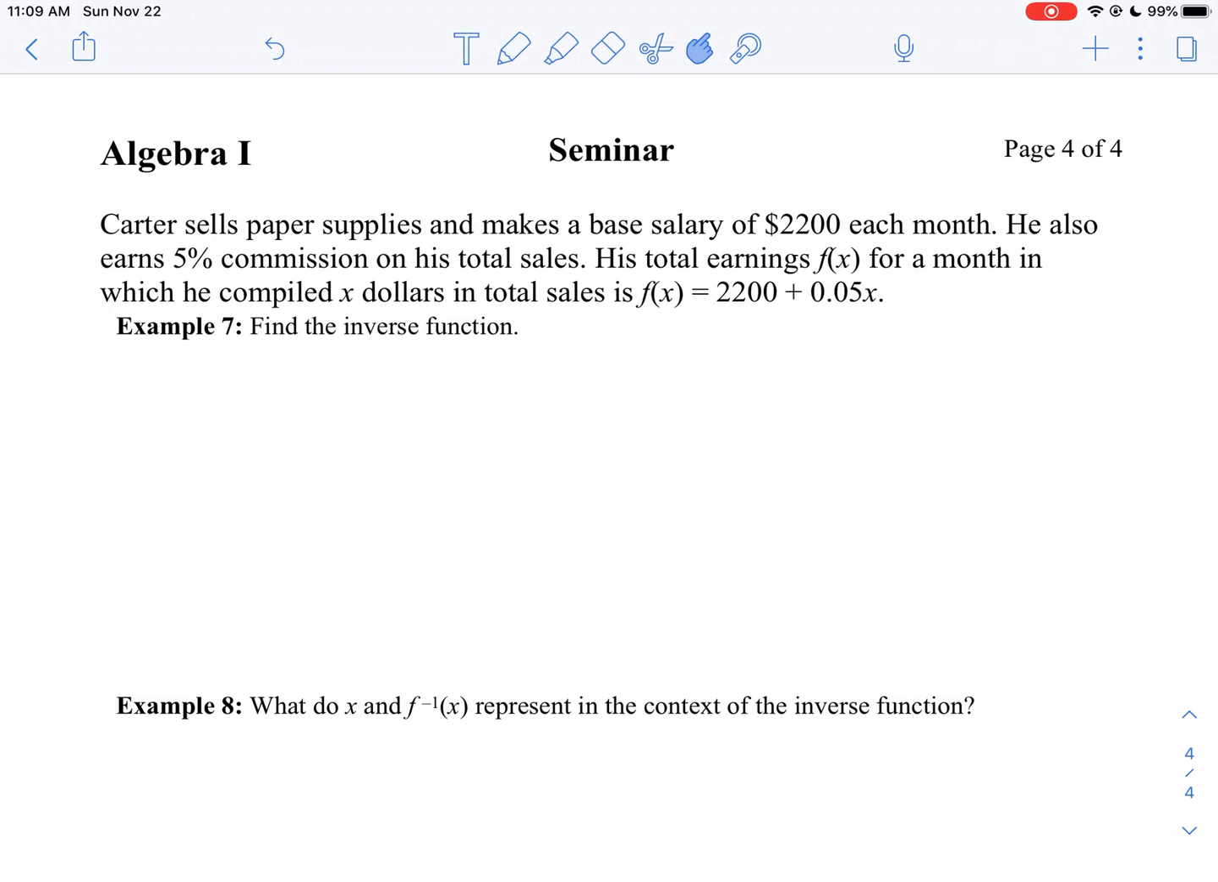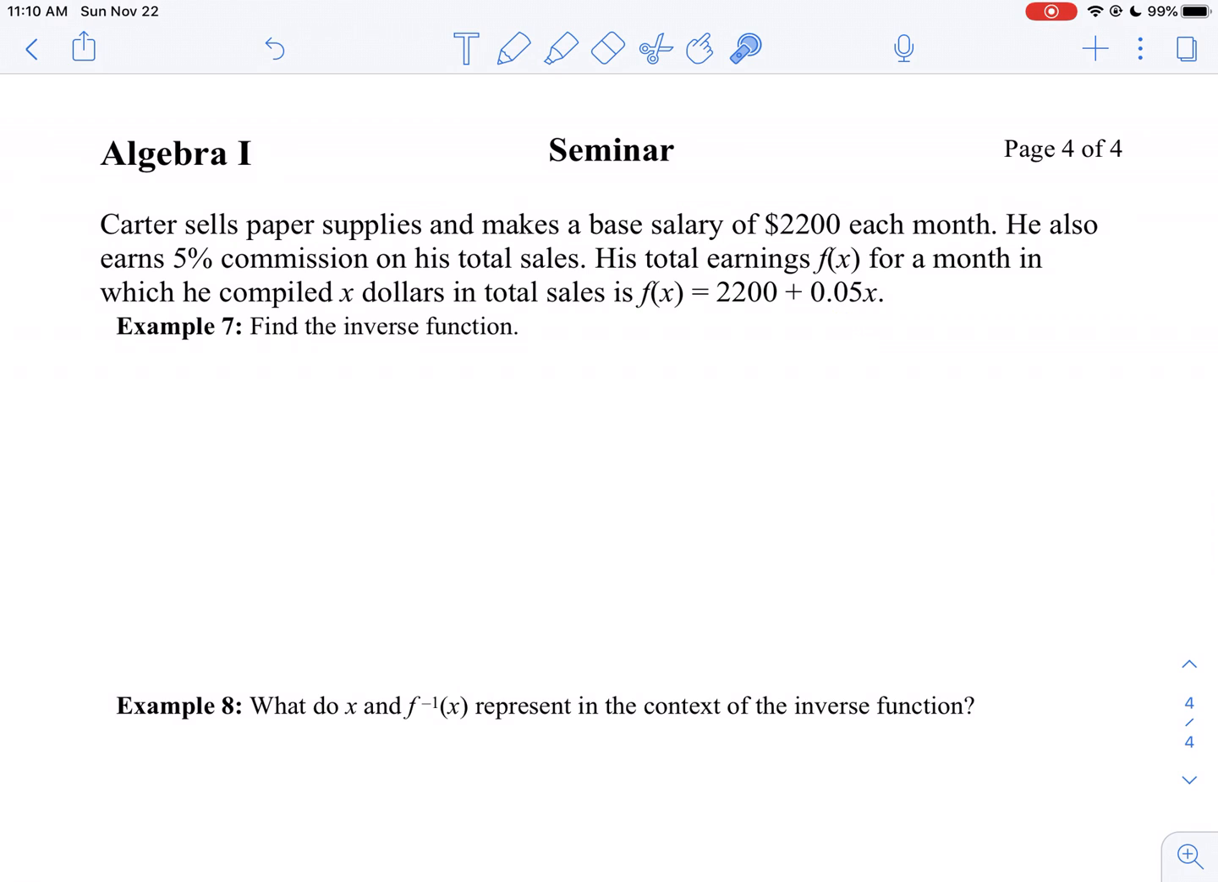Finally, let's take a look at an application of inverses. It says Carter sells paper supplies and makes a base salary of $2,200 each month. He also earns 5% commission on his total sales. His total earnings, f of x, for a month in which he compiled x dollars in total sales is given by this function, f of x equals 2,200 plus 0.05x. Notice, our base salary is 2,200, and he makes 5% off every sale he makes.